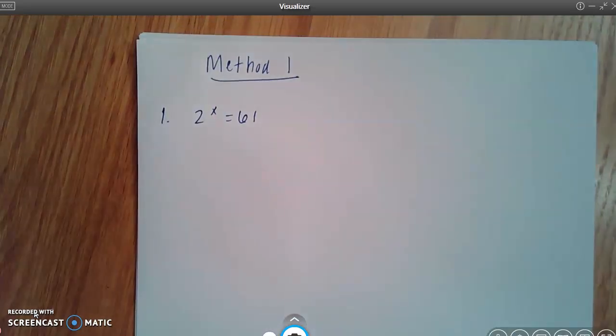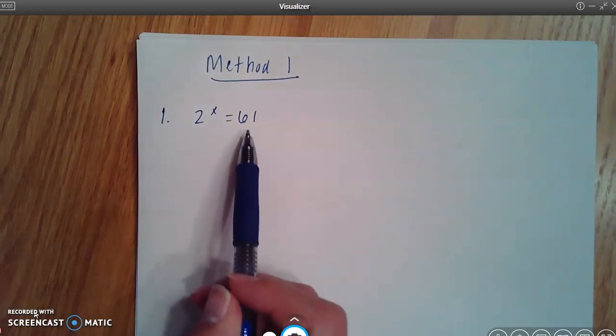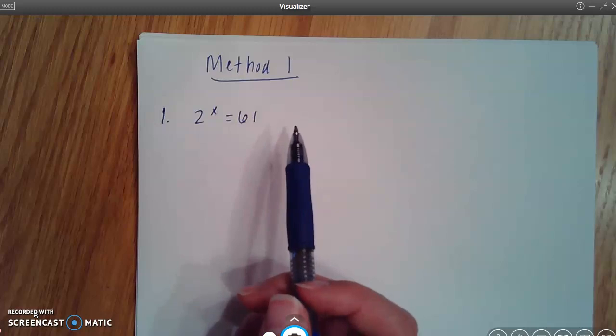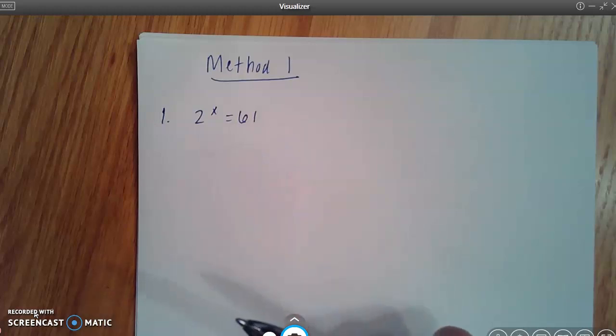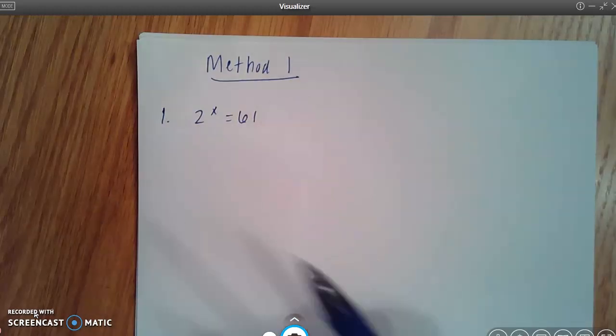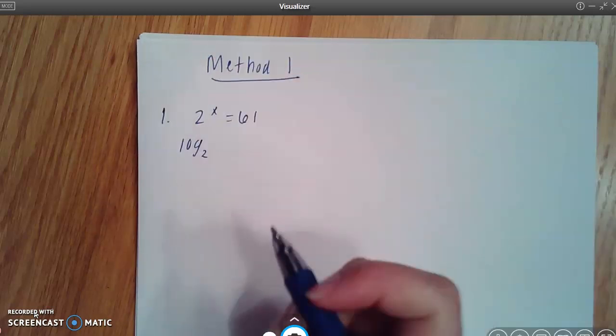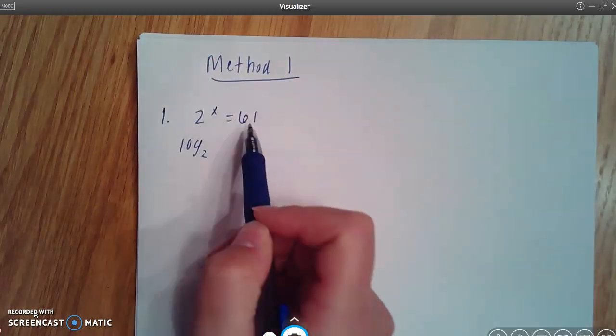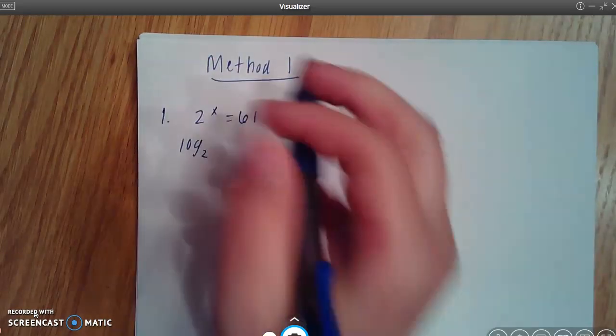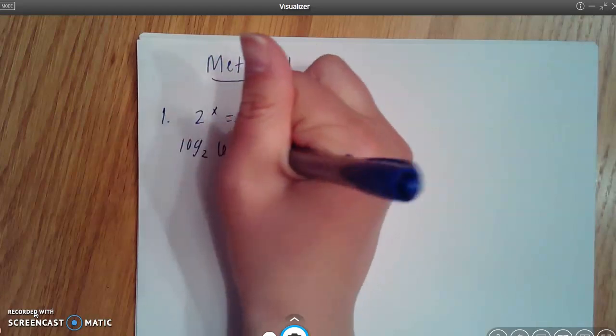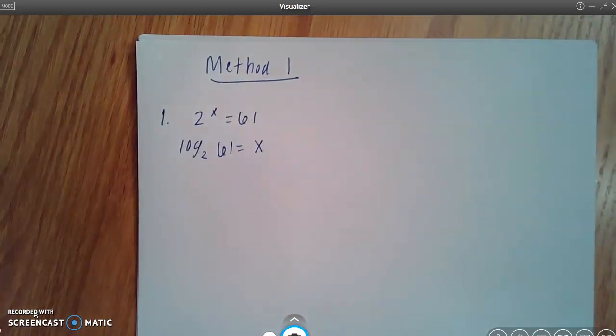The reason we can't do this like we did in the previous lesson is because I cannot rewrite 61 as 2 to an exponent. So that means there needs to be some other way that you can do this. So using method 1, we're going to rewrite this as a logarithm. So to rewrite this as a logarithm, this will become log base 2 of, so remember your 2 and your 61 are the big numbers, so they'll go on the same side. So you get log base 2 of 61 is equal to x.